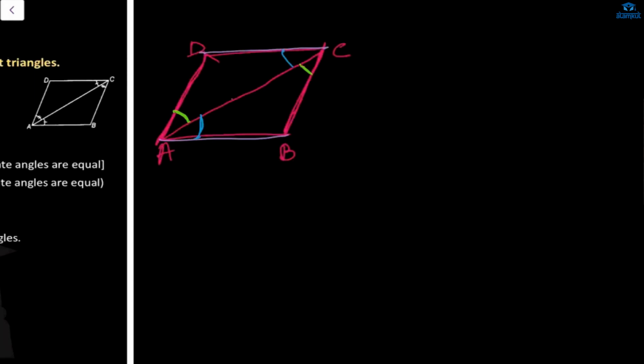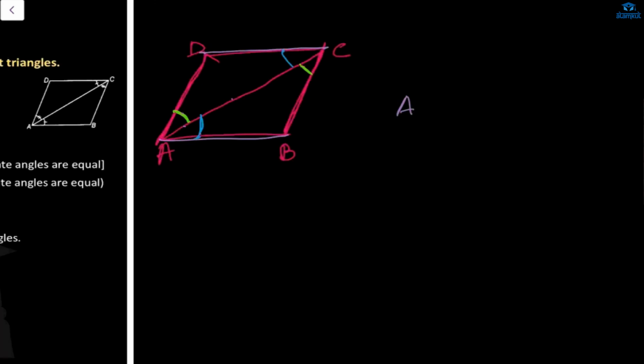ASA rule. Okay, angle, side, angle. Okay, ASA rule. No, ma'am, SAS. Ma'am, because we first did AAC, then angle CAB, and then AB. So it's SAS. Arham, we are not taking two sides.